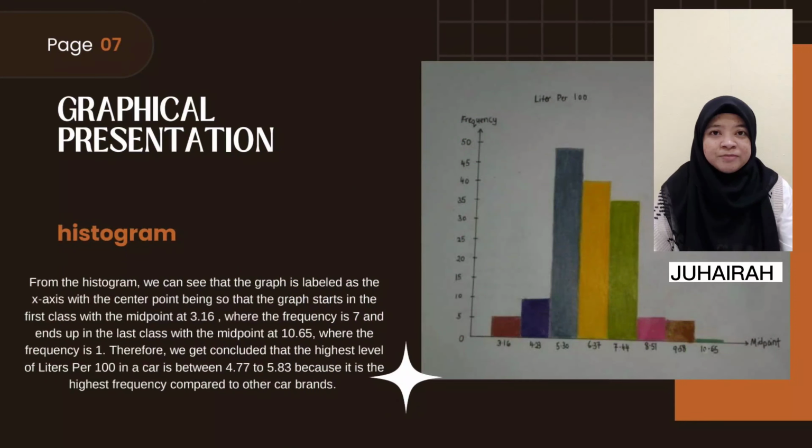Graphical presentation. First is the histogram. From the histogram, we can see that the graph is labeled on the x-axis with the center point, so that the graph starts in the first class with the midpoint at 3.16, where the frequency is 7, and ends up in the last class with the midpoint 10.65, where the frequency is 1. Therefore, we can conclude that the highest level of liter per 100 in a car is between 4.77 to 5.83 because it is the highest frequency compared to other car brands.